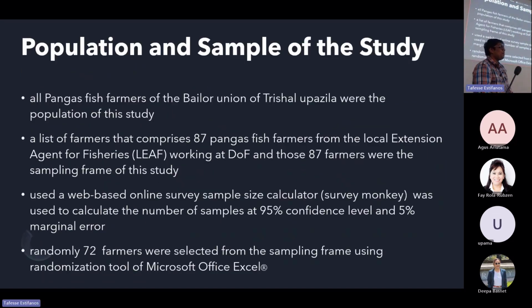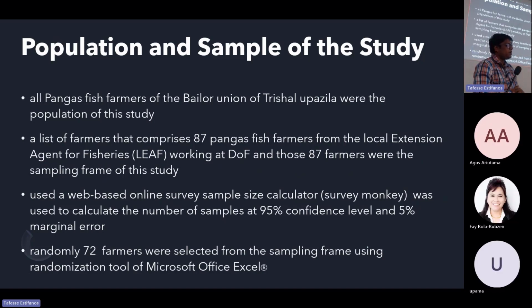Now population and sample. All Pangas fish farmers of Boiler Union were the population of my study. Then we visited the local extension agent for fisheries, called LEAF, to ask how many Pangas fish farmers there are, because the Upajala fisheries office doesn't have a database of these farmers. That person gave us the information that there are 87 Pangas fish farmers in that union. From those 87 fish farmers, we used the SurveyMonkey tool with a 95% confidence level and 5% margin of error, and we found that 72 is our sample size.